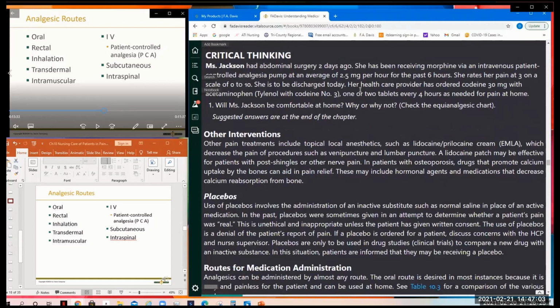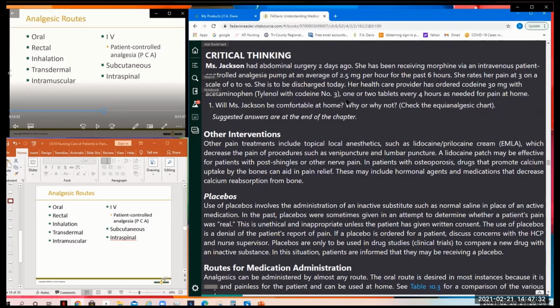Jackson had abdominal surgery 2 days ago. She has been receiving morphine via an intravenous patient-controlled analgesia pump at an average of 2.5 milligrams per hour for the past 6 hours. She rates her pain at 3 on a scale of 0 to 10. She is to be discharged today.